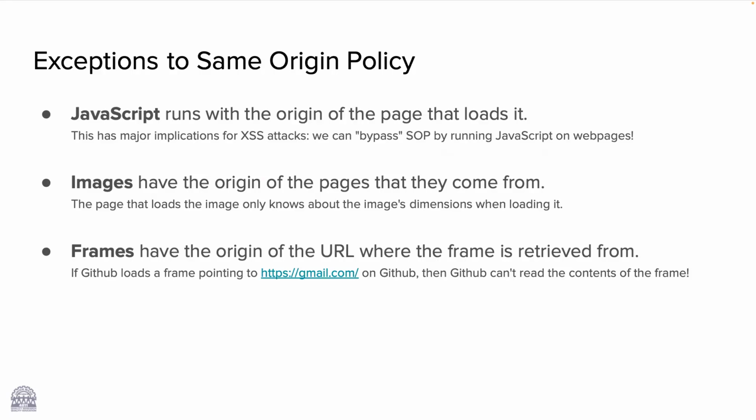The opposite should also be true, right? The Gmail frame should also not be able to read any information from the GitHub page. And same for the images. Because an image could potentially contain some code or something, it can't interact with the environment around it.